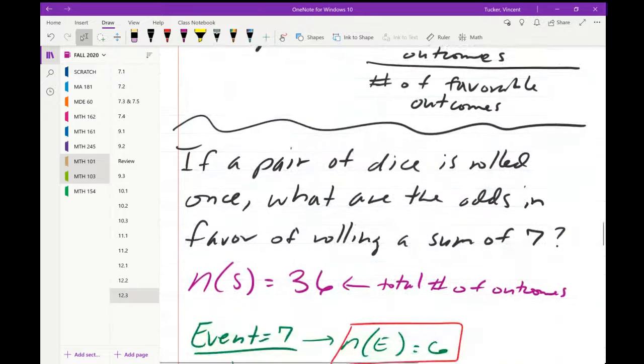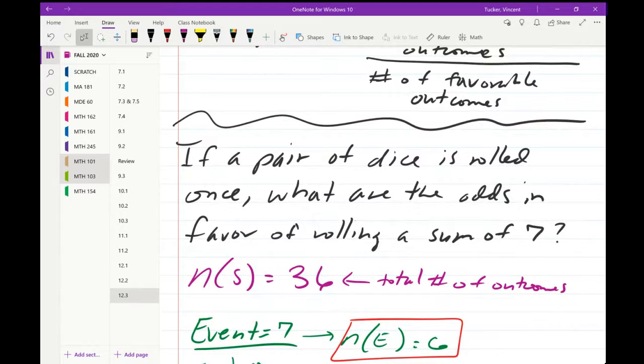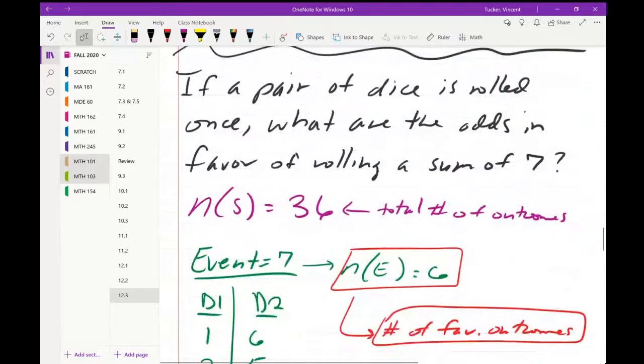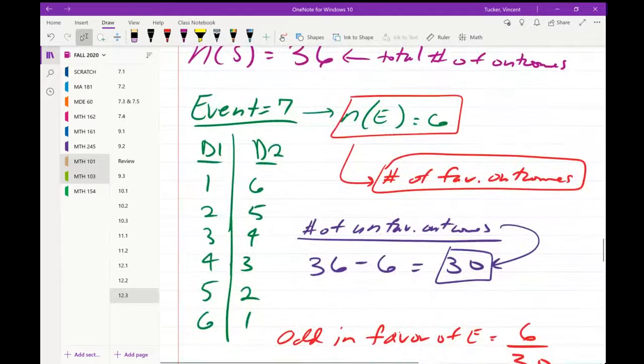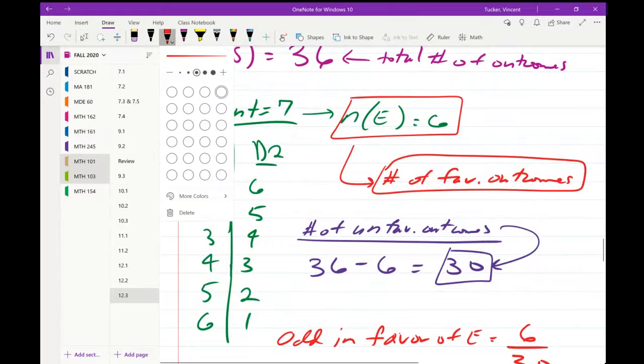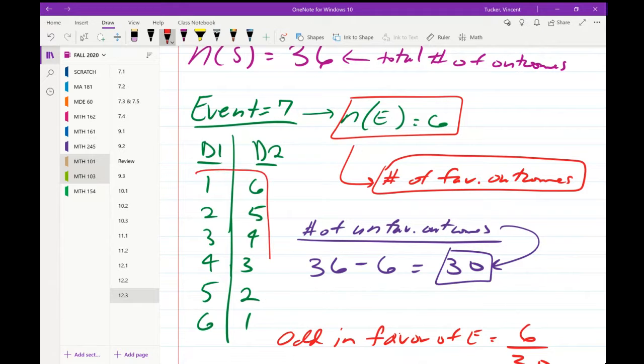We know the number of outcomes in your sample space is 36. Talking about rolling a 7, here are our outcomes of rolling a 7. We have 6 different ways that we could roll a 7. And those 6 different ways will represent the number of favorable outcomes.